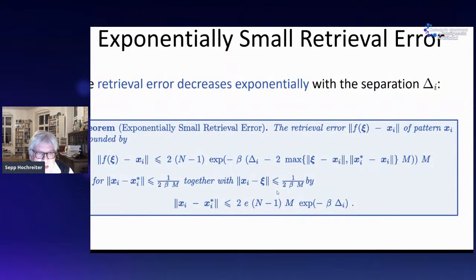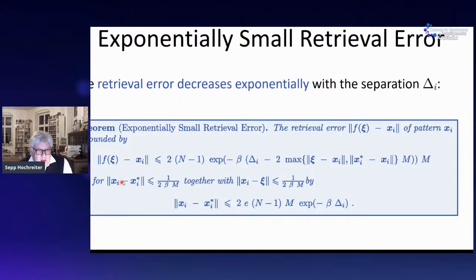And so the second thing we have is that the retrieval error is exponentially small. Retrieval error is now a little bit different from the convergence. This is the pattern we get after one update minus the stored patterns: how far we are away from the stored pattern. We get the same or a very similar formula. We have now two terms. Again, minus beta times the separation. And then we have something like the maximal distance of the original xi to the pattern, and the difference of the fixed point to the pattern.